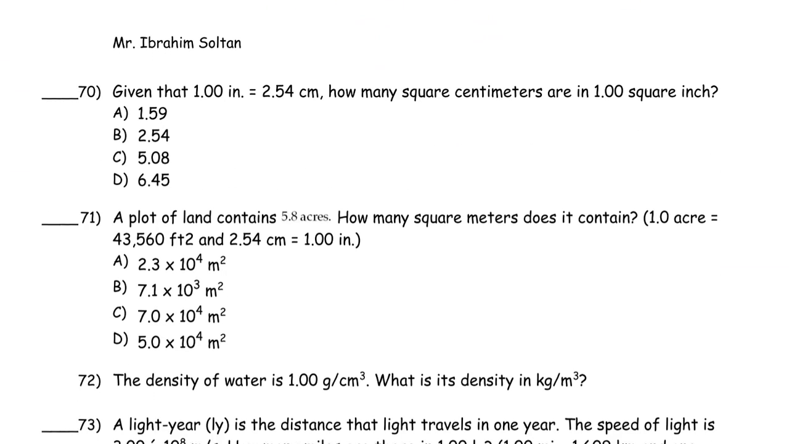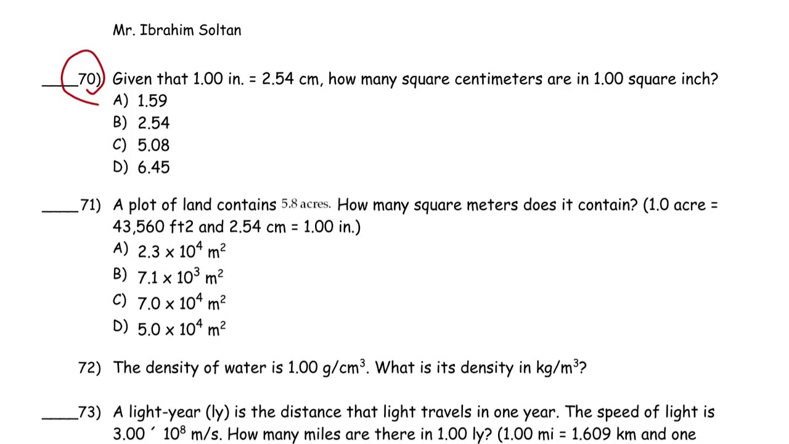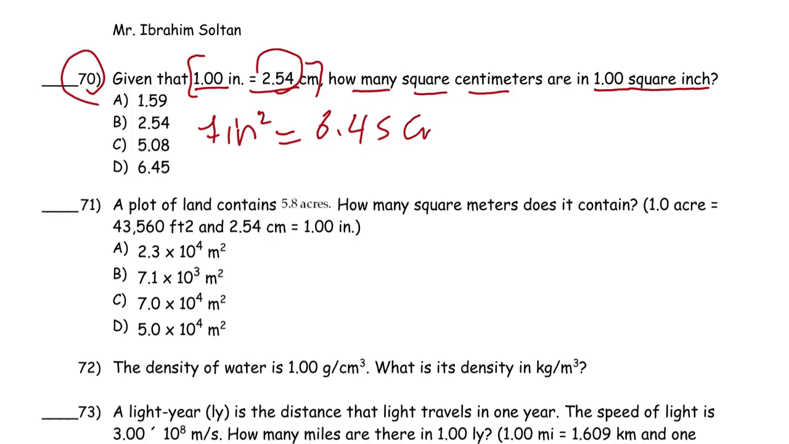Let's go to the next, number 70. Given 1 inch equals 2.54 centimeters, how many square centimeters are in 1 square inch? So we need to square this relation. 1 inch squared equals this number squared, which yields approximately 6.45 square centimeters. So how many square centimeters are in 1 square inch? 6.45. The answer is letter D.